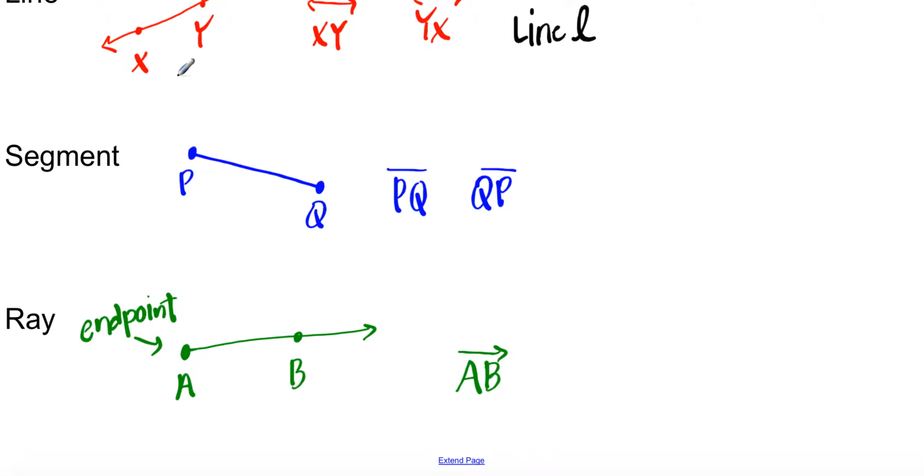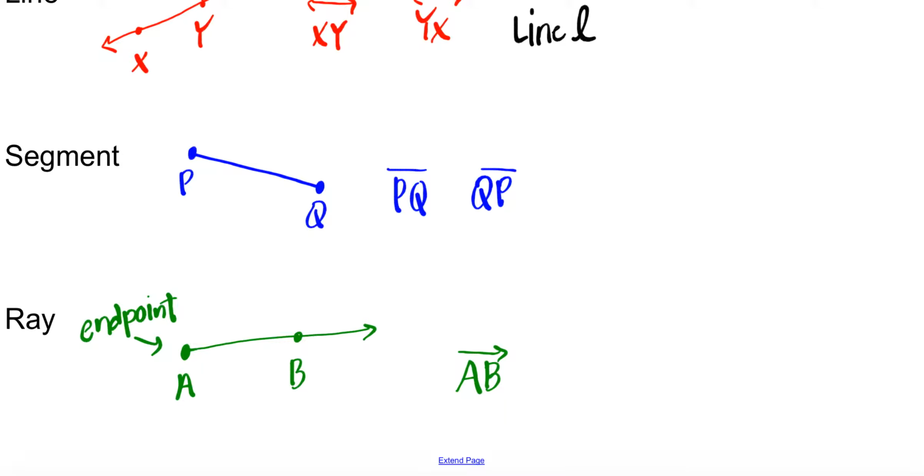You can go back and forth with the letters when you name the line, and you can go back and forth with the letters when you name the segment. But for the ray, the first letter has to be the endpoint, and then that's your little symbol that goes above those letters.